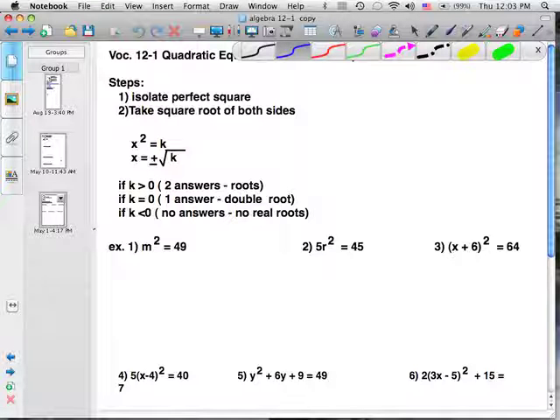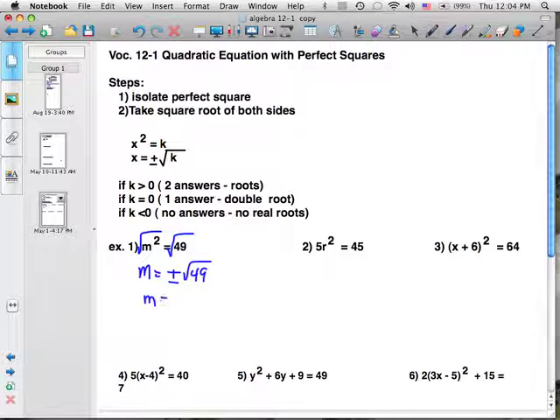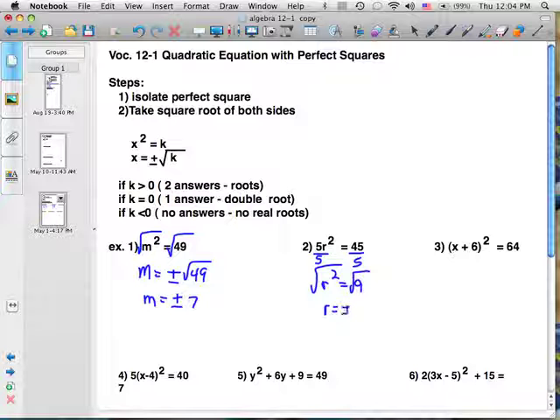So for the first example here, since m squared is isolated, that's a perfect square, we take the square root of both sides. So m equals plus or minus the square root of 49. Since 49 is positive, we have two answers, positive 7 and negative 7 both work. I put them in, 7 squared is 49 and negative 7 squared is 49. Problem number 2, we first have to isolate the perfect square, so we divide by 5 and we get r squared equals 9. Take the square root of both sides, so r equals plus or minus the square root of 9, so we have plus or minus 3.